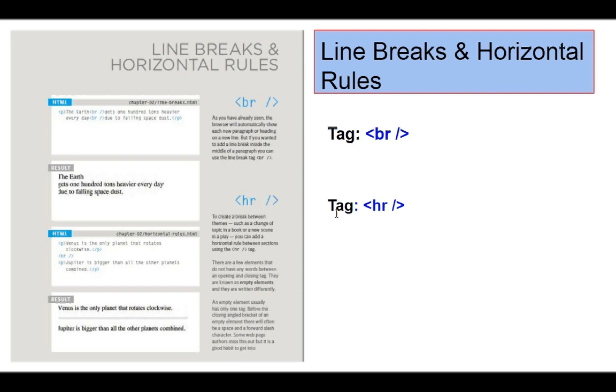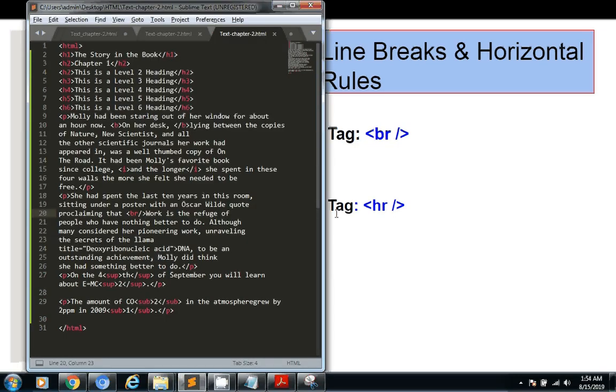To break between a theme, such as a change in topics in a book or a new scene in a play, we'll use a horizontal line in the document. So the horizontal rule tag is denoted by HR. So we'll see how it can be used. So for example, I can write HR.